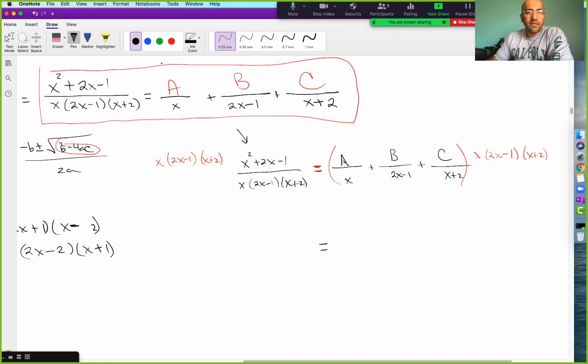Now on the left-hand side, good things happen. All of these terms cancel with all of those terms. So the only thing that survives all that cancellation is the numerator of x squared plus 2x minus 1. On the right-hand side, I have to distribute this. So all 3 of them get multiplied by the first fraction. All 3 of them get multiplied by the second fraction. All 3 of them get multiplied by this last fraction.